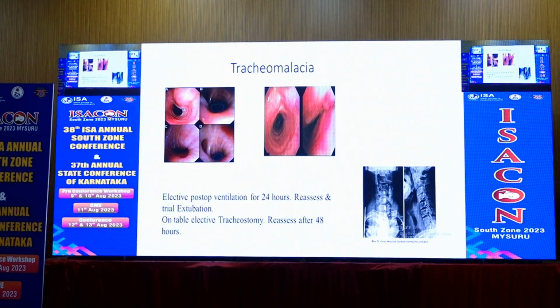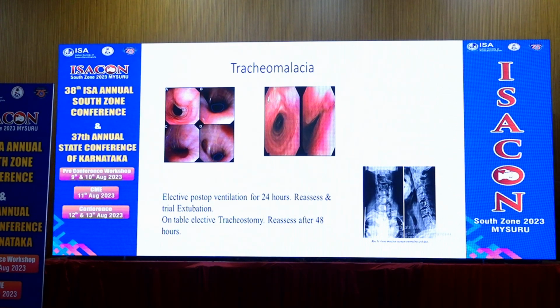And what is tracheomalacia? So long I have been saying cuff leak test and tracheomalacia. That's why I said when you extubate, we should put in a fiberoptic scope or a video laryngoscope and observe. When you put in a fiberoptic scope, you are going to see the tracheal walls collapsing. That's what is shown here. In such patients, we do elective post-op ventilation for 24 hours, reassess and trial extubation.